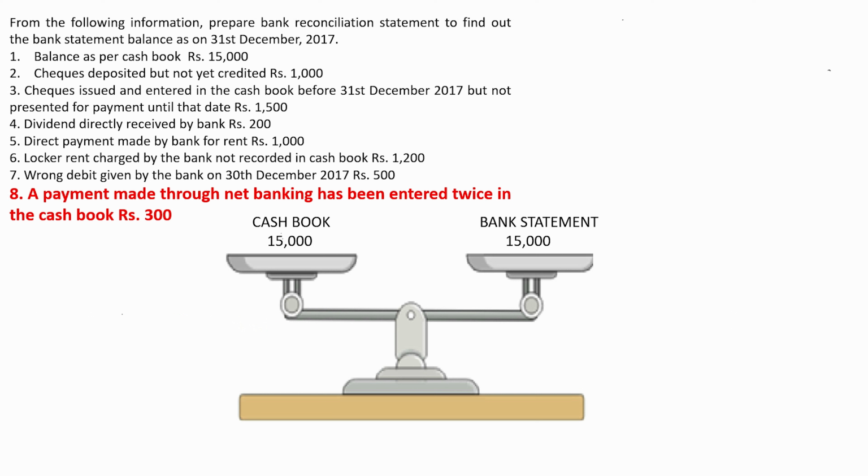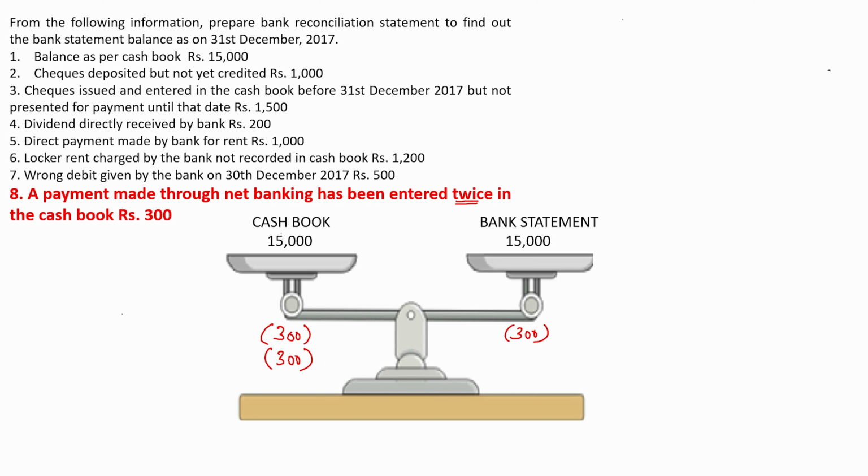The last item, a payment made through net banking has been entered twice in the cash book. We made a payment of rupees 300 through net banking that was already deducted from the bank statement also. Now there is no mistake here, but the amount is entered twice in the cash book. That means we paid 300 once and we made entry twice.